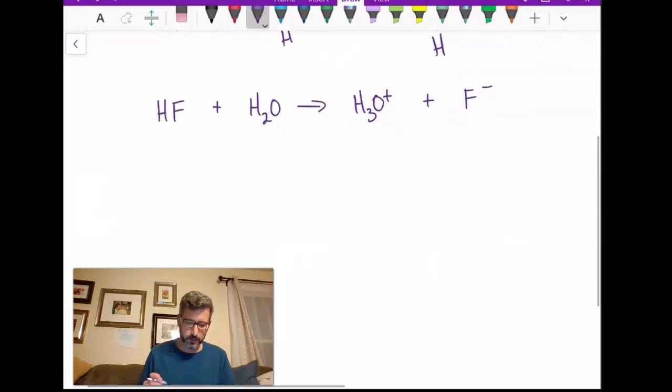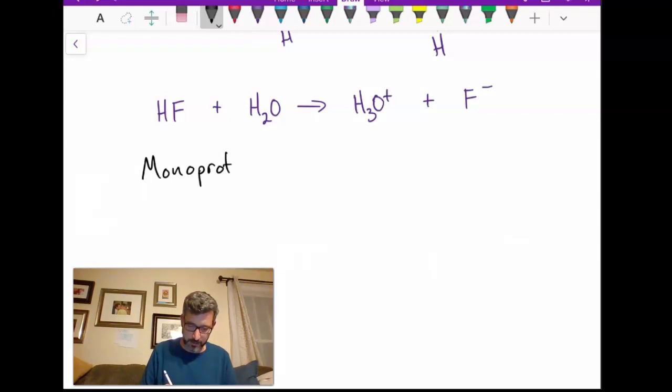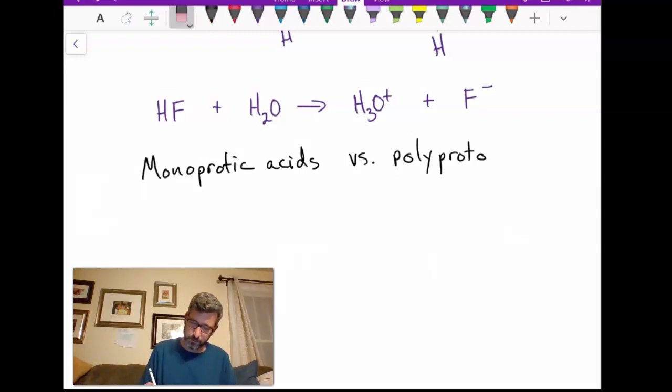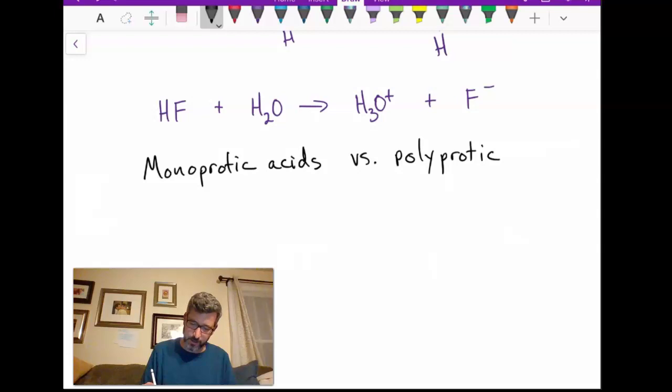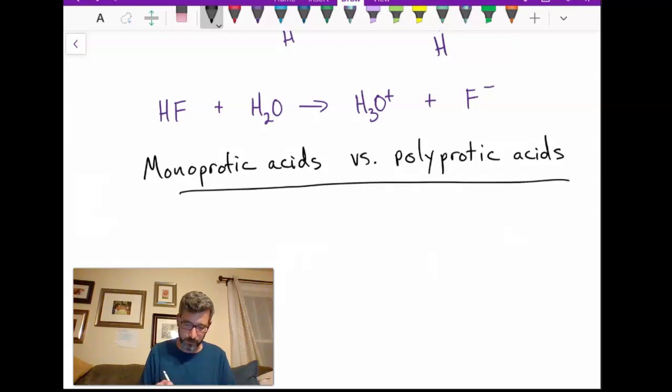So the other term that gets introduced in this reading is the concept of monoprotic acids versus polyprotic acids. And all that means, if you break down prefixes and roots, is simply, well, mono means one, right? So an acid that has one hydrogen proton would be a monoprotic acid, just like HF. So HF would be an example of monoprotic. I'm just going to say mono.